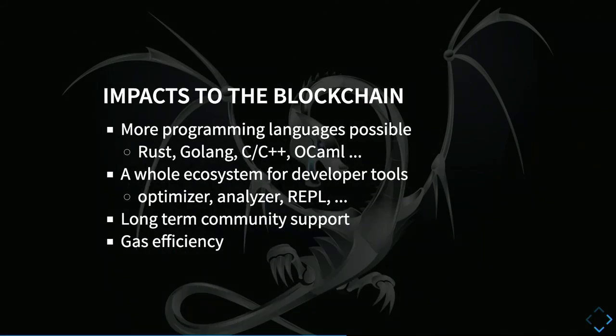So, impacts to the blockchain. Of course, the immediate impact would be that more programming languages become possible, because a lot of programming languages have already built their foundations on LLVM. If we add an LLVM backend, it makes those front ends usable, so developers can write their smart contracts in their own favorite languages like Rust, Golang, C, or C++, and then lower them into a smart contract.